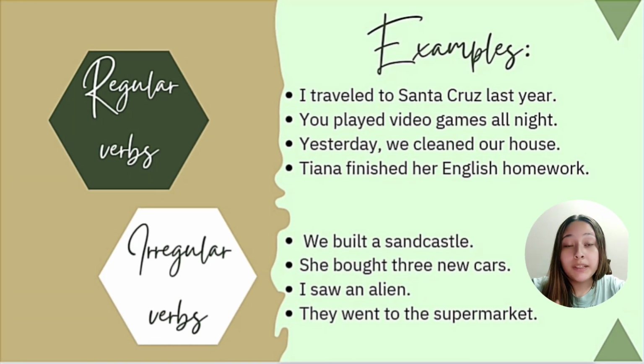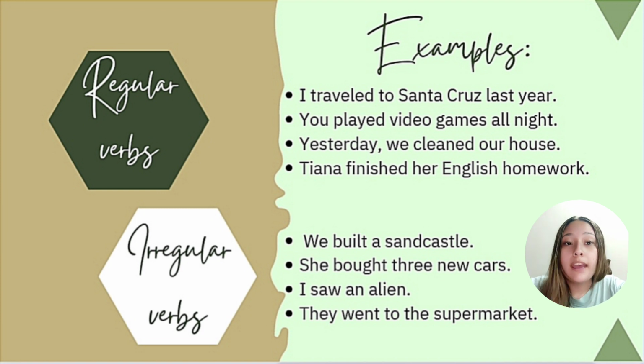Here are some examples with regular and irregular verbs. First, with regular verbs. I traveled to Santa Cruz last year. You played video games all night. Yesterday we cleaned our house. Diana finished her English homework.